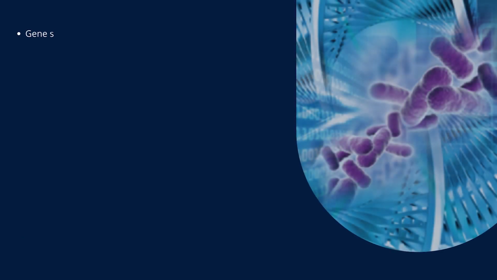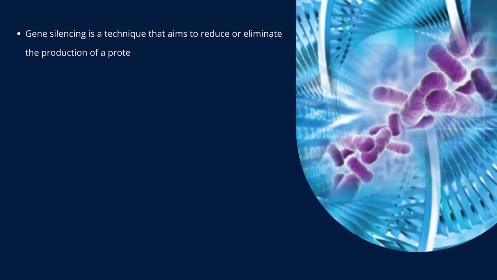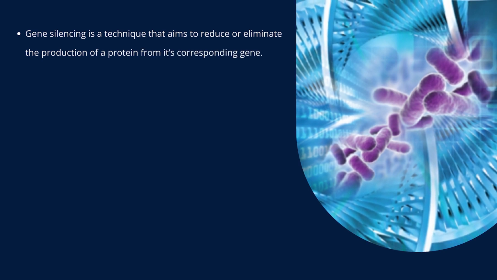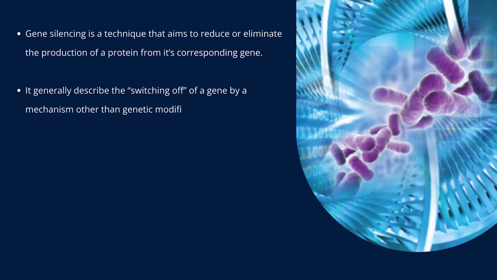Gene silencing is basically a technique that aims to reduce or eliminate the production of a protein from its corresponding gene. From the name itself, silencing means the gene is getting silenced, its function cannot be obtained, or we can say it generally describes the switching off of a gene. Function cannot be obtained, or switching off of a gene, means that the particular gene product could not be synthesized. Now, what is the product of a gene? It is a protein, and there are several steps involved for the expression of a gene into a protein.